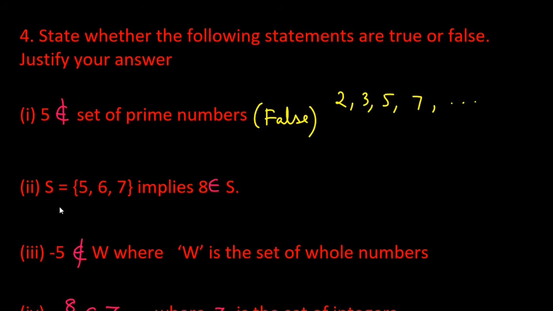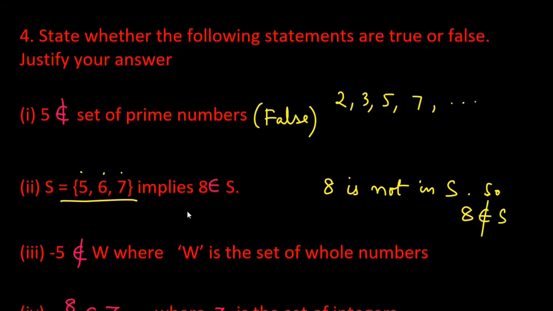The second one, S is equal to {5, 6, 7} implies 8 belongs to S. So here set S is given as 5, 6, 7. 8 is not there in S. So we should write 8 does not belong to S. But it is given 8 belongs to S. So it is false.